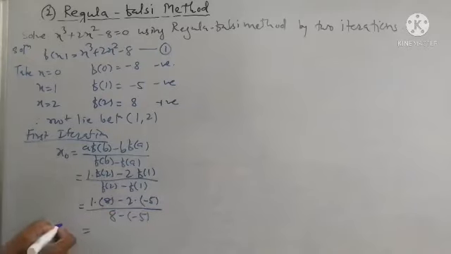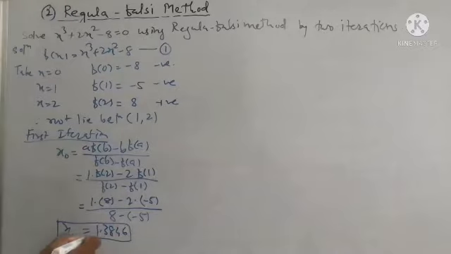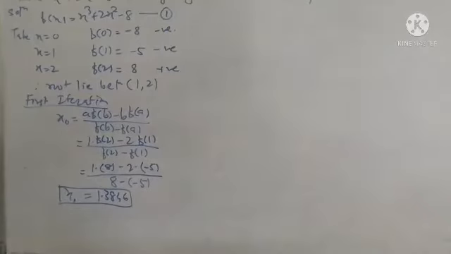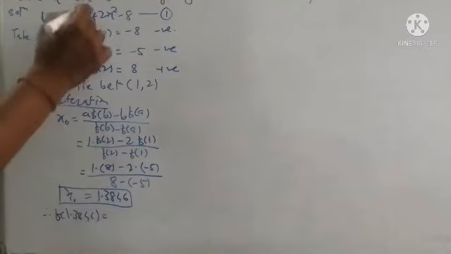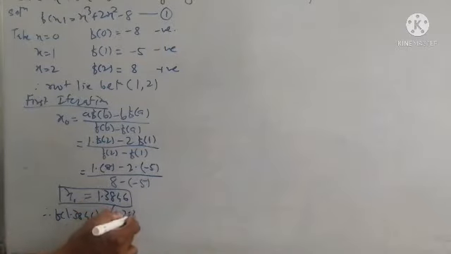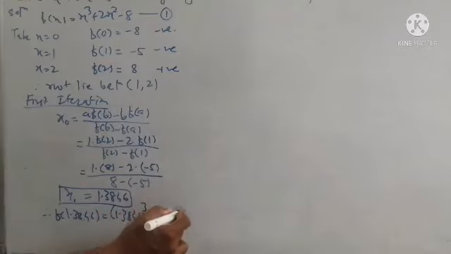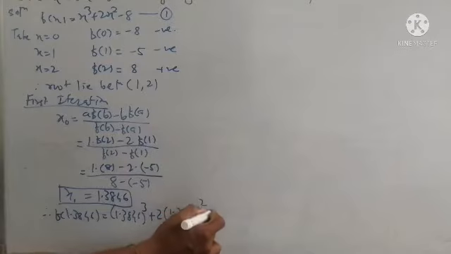By using calculator we get the value of x naught as 1.3846. Now we have to check whether 1.3846 is a root or not. For that we use equation number 1. On left hand side we get function at 1.3846, on right hand side we get 1.3846 bracket raised to 3 plus 2 into 1.3846 bracket square minus 8.